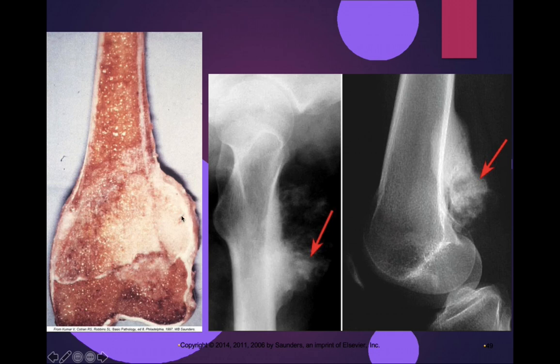So here we can see, this is in the epiphysis. This is the metaphysis. So this is your osteosarcoma. Here it is here, and here it is here, osteosarcoma. If it was up here, more in the diaphysis, that's your Ewing sarcoma.